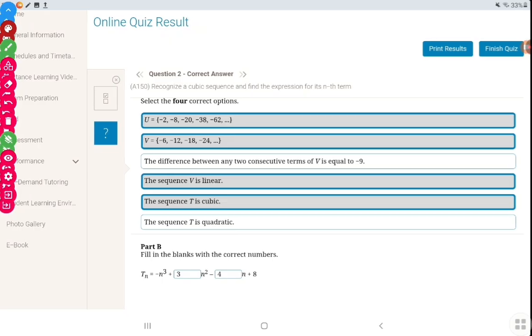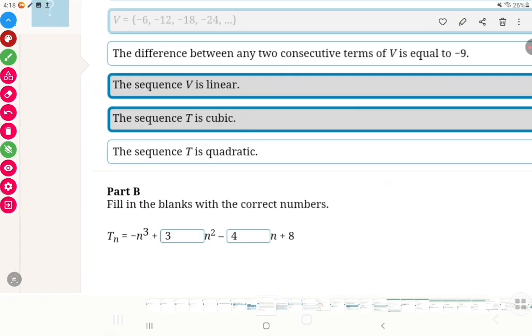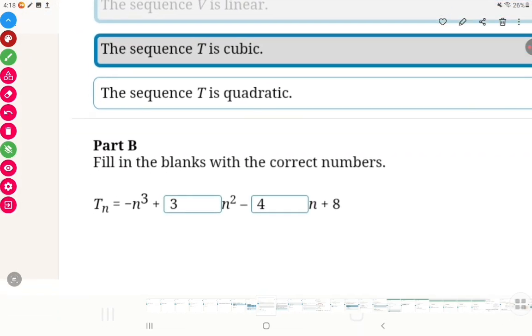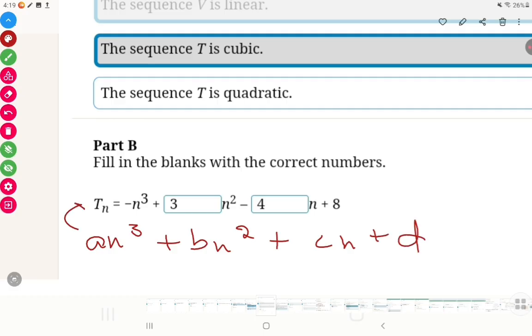Okay, the general term of a cubic sequence is an cubed plus bn squared plus cn plus d. Okay, so here they gave us the general rule and they want us to fill in the blanks. They gave us A already, they want B, they want C, and they already gave us D.